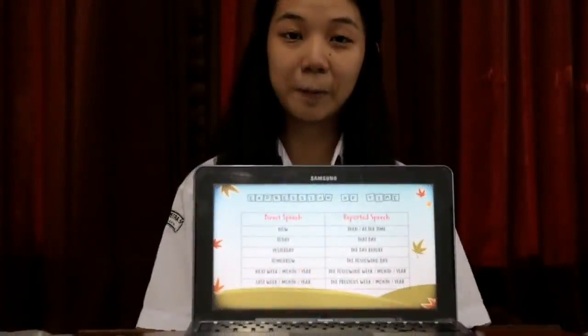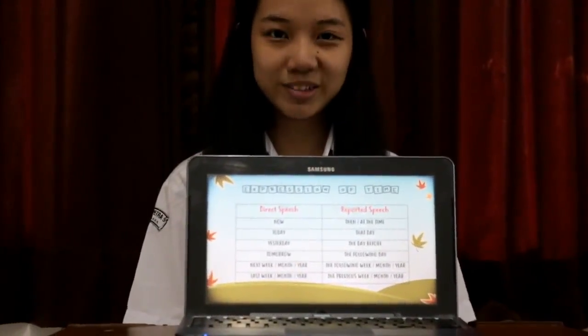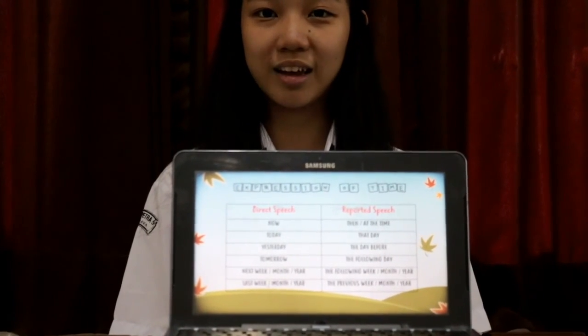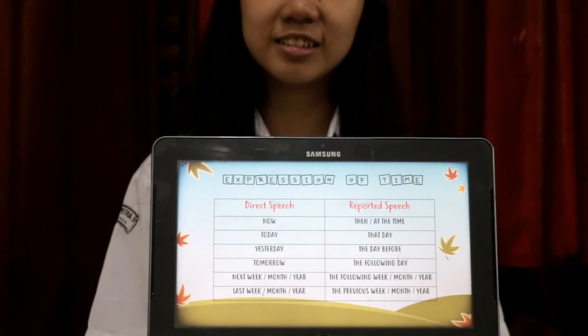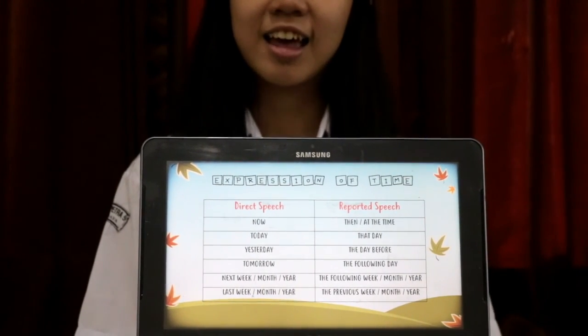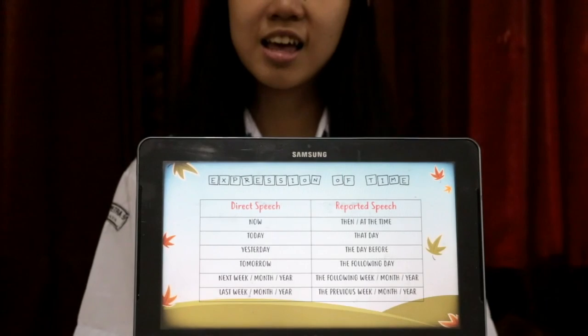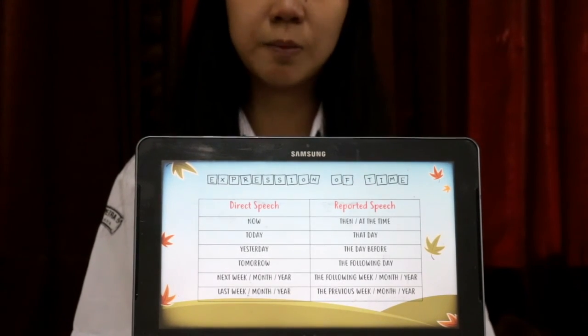The expression of time. In direct speech, we use now. In reported speech, we use then or at the time. In direct speech, we use today. In reported speech, we use that day. In direct speech, we use yesterday. In reported speech, we use the day before.